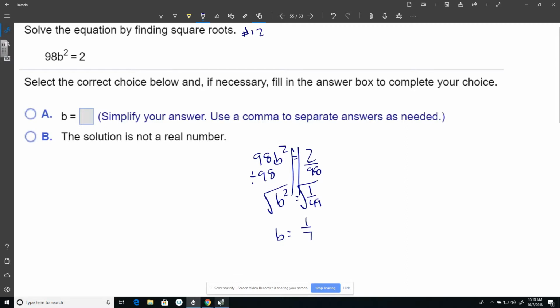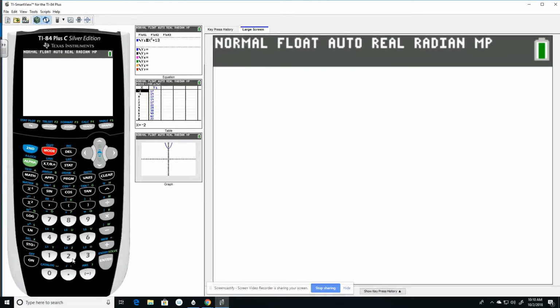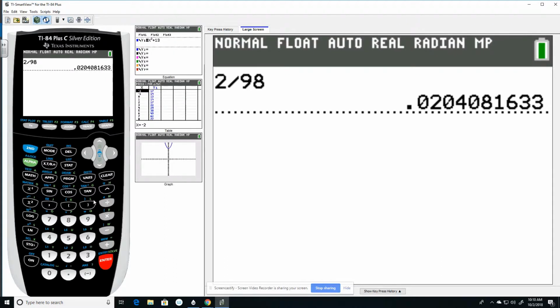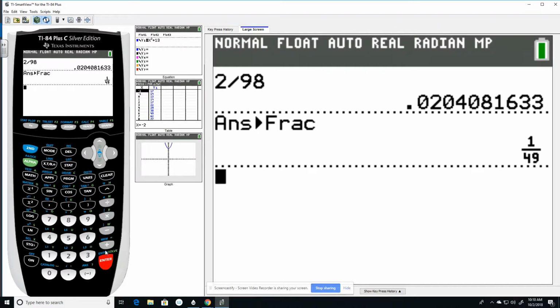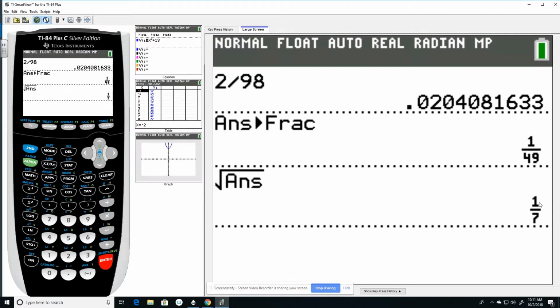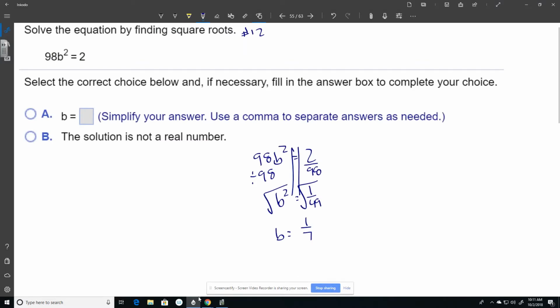On your calculator, if I do 2 divided by 98, it's going to give me a decimal. So I can hit math and I can turn that decimal into a fraction and it'll turn it into a fraction for me, 1 over 49. Then when I take the square root of it, second square root, second answer, right? So that means second square root, and then answer means it's going to take this and plug it underneath the square root. And when I hit enter, it gives me a 1/7 answer. That's probably the easiest way to do it, or you could do a decimal all the way to the end and then hit the fraction button.